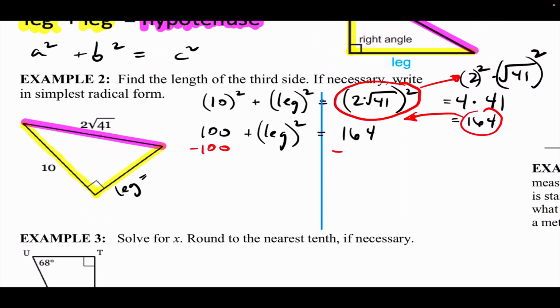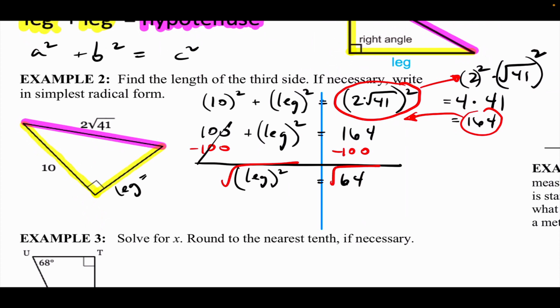Subtract 100 from both sides. Leg squared equals positive 64. What's the opposite of squared? Square root both sides, and you get the missing leg equals 8. Done. That's the missing side. Okay.